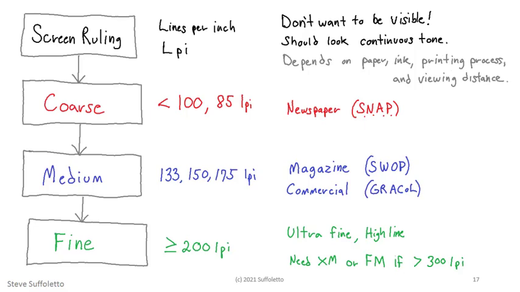However, the finer the screen ruling, the smaller the dot, and the closer together they are, this can cause other technical problems or print quality problems. We don't want screens to plug up or fill in or have bridging or other types of problems.